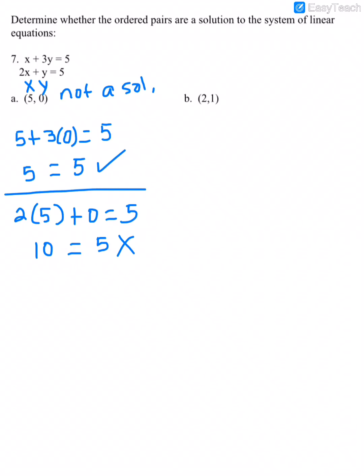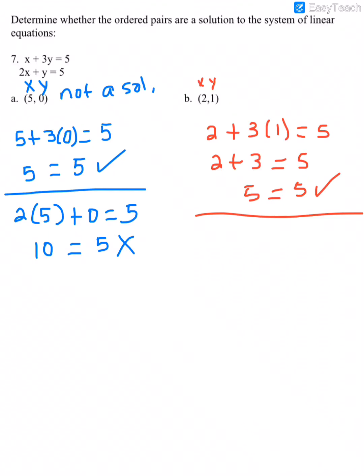All right, so now let me try the second ordered pair. Okay, this is my x, this is my y. So if I plug it into the first equation, I'm plugging in 2 for x. 2 plus 3 times 1 equals 5. All right, so that's 2 plus 3 times 1 is 3. And 2 plus 3 is 5. Okay, so it works in the first one.